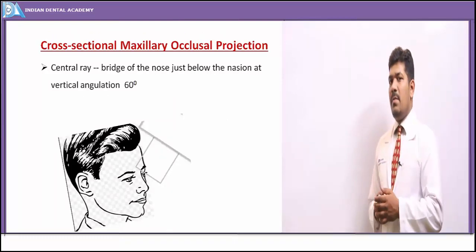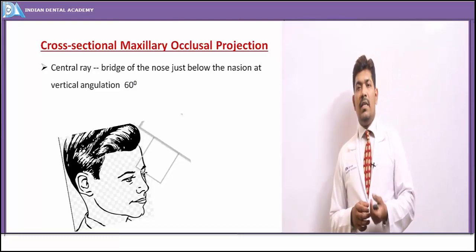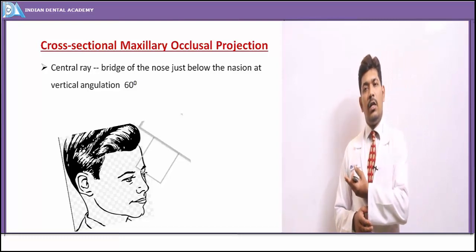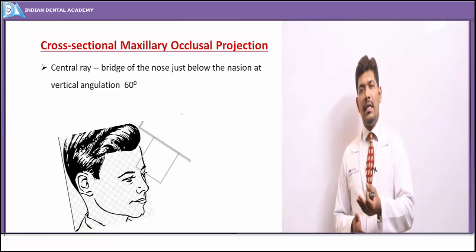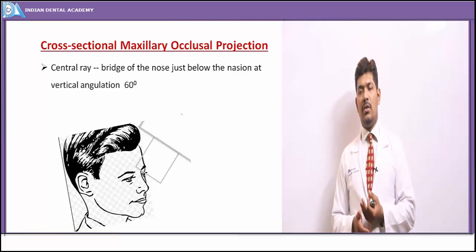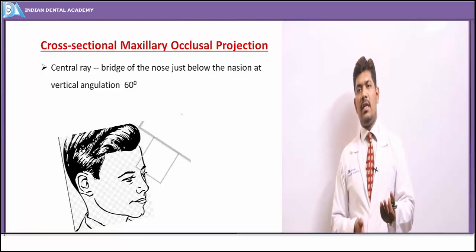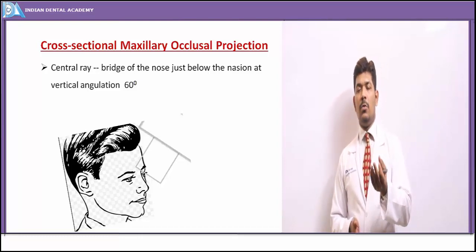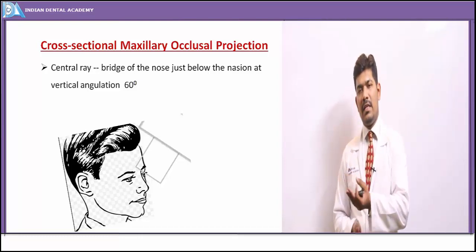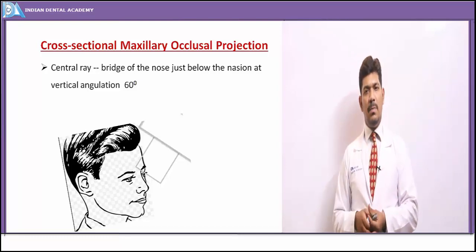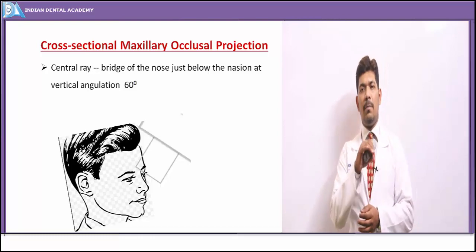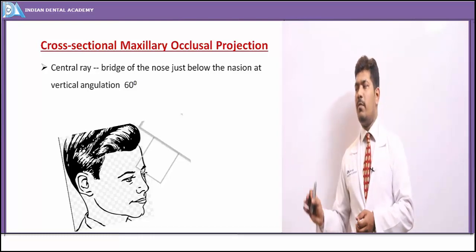Now the cross-sectional maxillary occlusal, the basic difference is we are taking a total cross-section of the entire maxillary arch. It is not only the anterior maxillary arch which is taken into consideration. The entire arch is taken into consideration. So to bring out the information of the entire arch, obviously we have to increase the angulation to much steeper angles from much more of an up-down position. That is basically what we are doing over here.